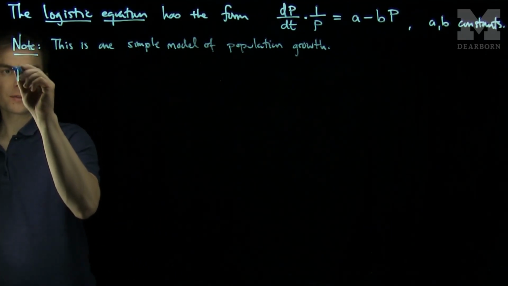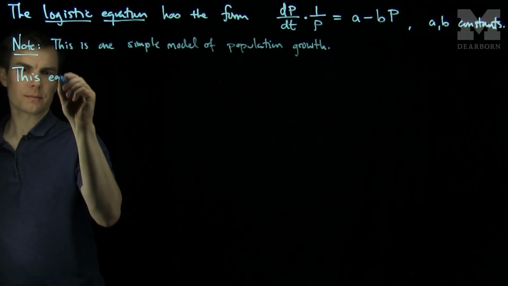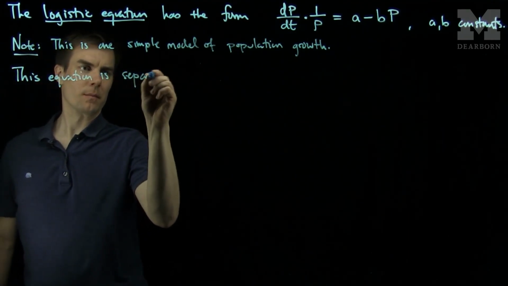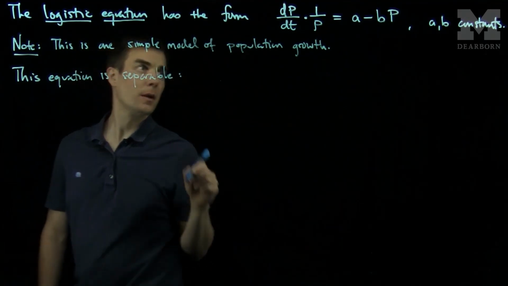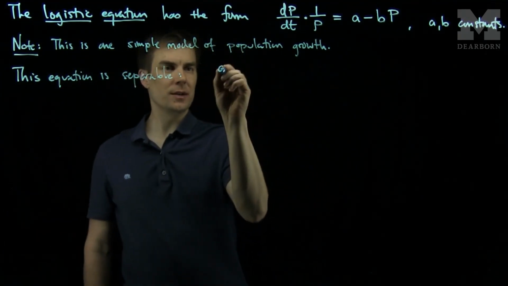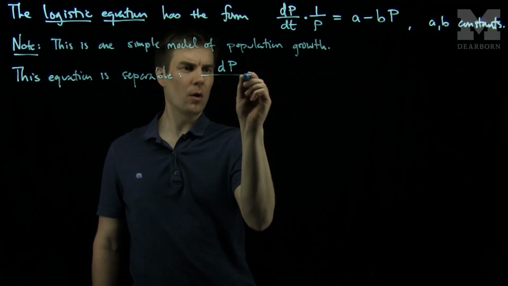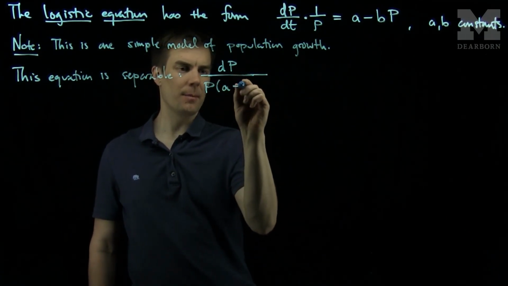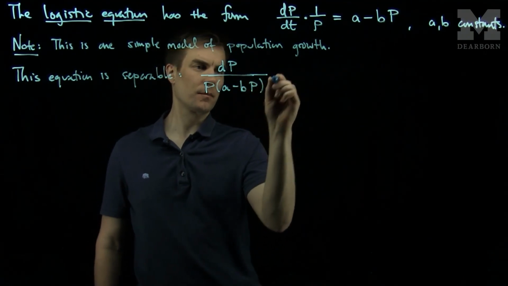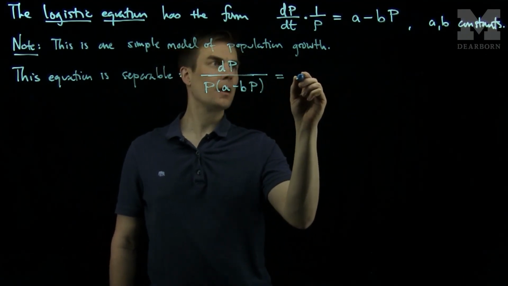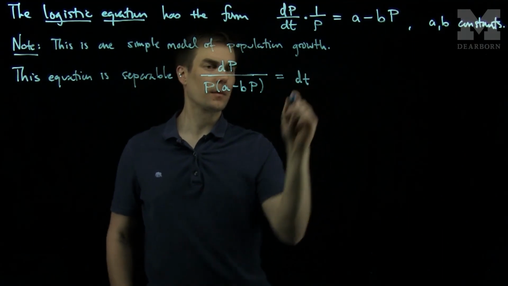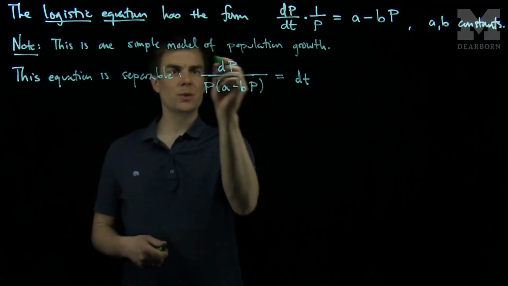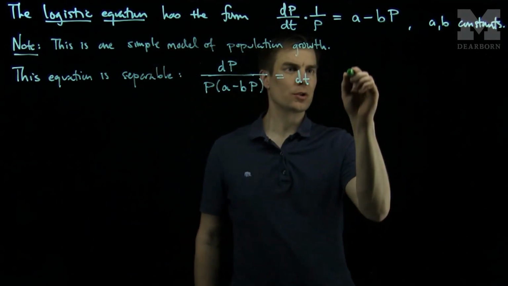So this equation is separable. What we can do is write this as dp over p times (a minus bp) equals dt. And so we will integrate both sides. In order to integrate both sides, we'll need to use partial fractions over here. So we'll do partial fractions.